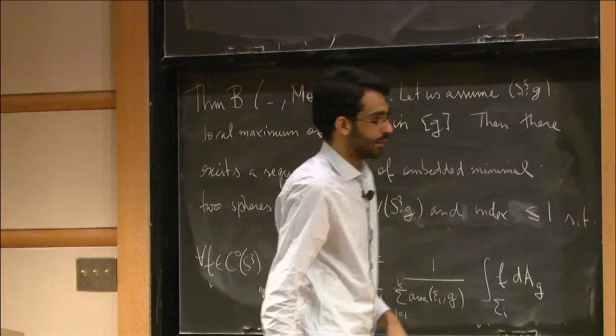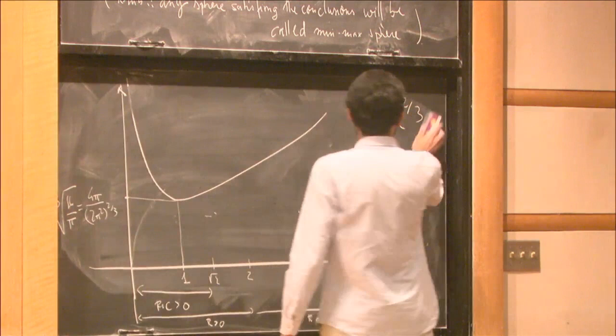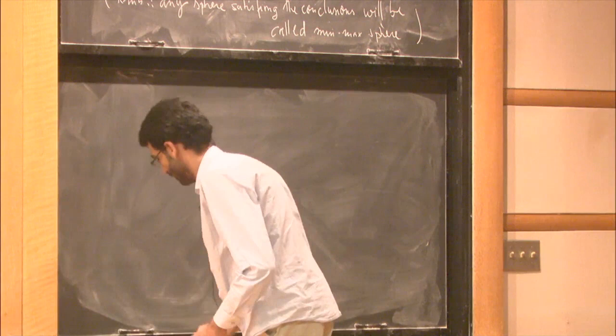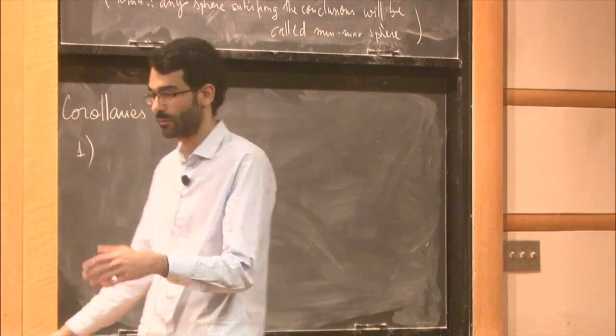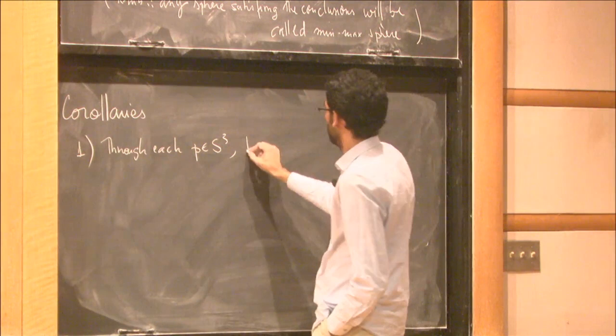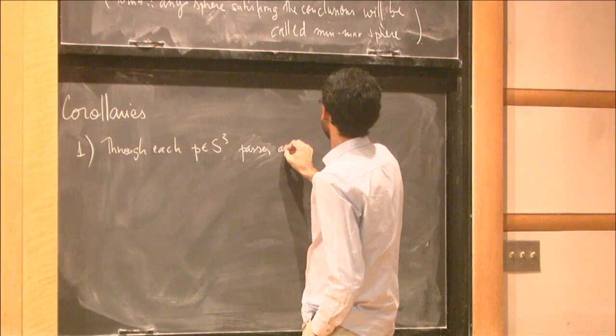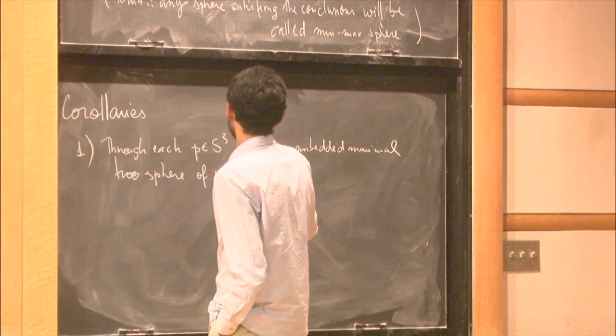Okay, so let's derive two easy corollaries from that. Corollary. The first one is that a locally maximizing metric has lots and lots of minimal two spheres. So through each point passes an embedded minimal two sphere of index, let's write the known, and area.